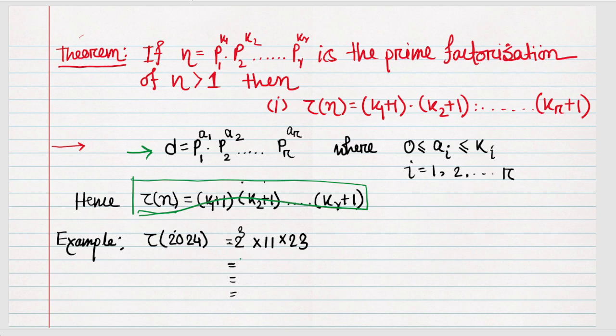We have the prime factorization of this: 2 cubed into 11 into 23. That means if we use the formula I mentioned above, then by using the above theorem we can easily write this in the form of: the power is 3 plus 1, that is k1 plus 1, where k1 is the power, into the power of 11, that is 1 plus 1, and the power of 23, that is 1 plus 1. So if we write all together, then we will have 4 into 2 into 2, which is nothing but 16.